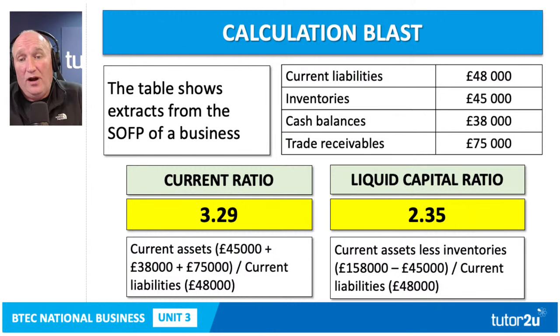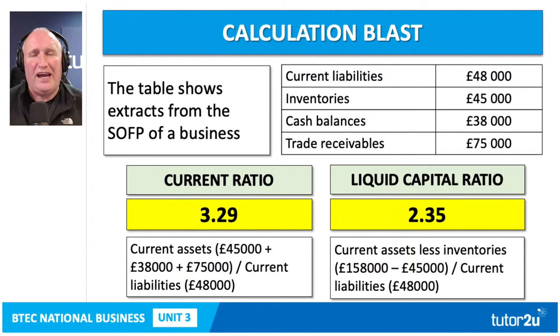And now, what do these mean? Well, the business is able to pay its way, isn't it? The current ratio says that for every £1 of current liabilities, it's got £3.29 of current assets that it could use in theory to pay what it owes. So it looks quite healthy. And even if we take the inventories of 45,000 out of the equation, it still looks able to pay what it owes, particularly if it can turn some of those trade receivables into cash. So that's what we're talking about with the liquidity ratios. Does the business have enough current assets to be able to pay what it's going to be needing to pay soon, which are the current liabilities?